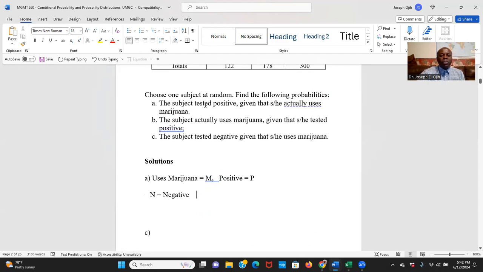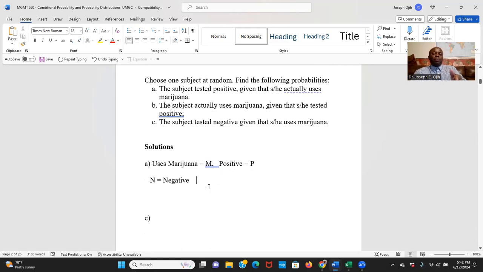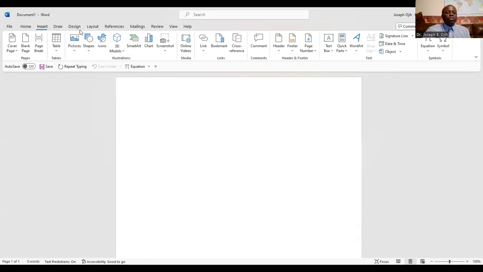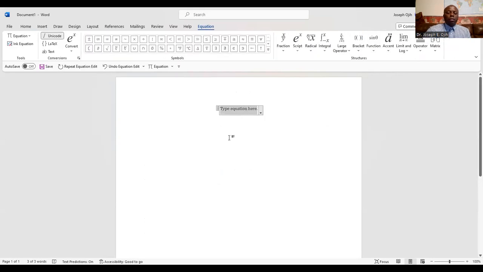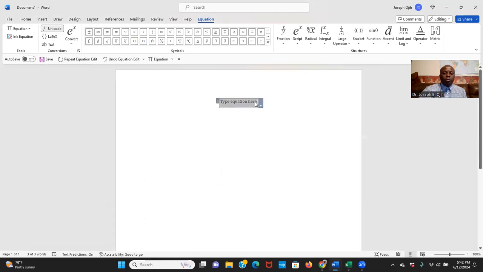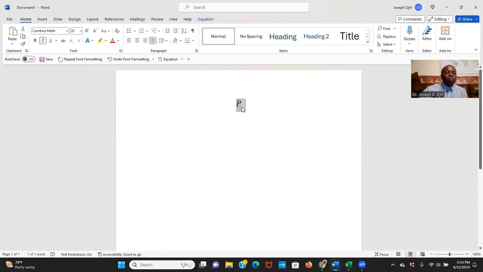The first one says, the subject tested positive, given that he or she uses marijuana. So I'm going to show you. This workbook won't allow me to get the formula the way it is, so I'm going to put it right here. You're looking for the subject tested positive, P. Make sure you're seeing this. I'm going to make it bigger, 18 at least. The probability that it tested positive, given that he or she uses marijuana.